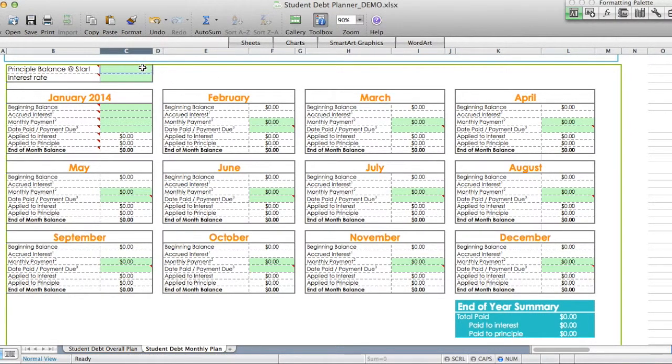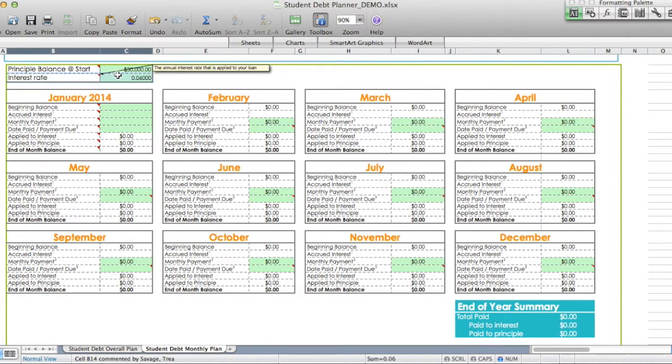I always start by entering in basic loan information, a lot of which can be found on your lender's website. We'll start by entering in the principal balance at the start of your journey. I'll start with $30,000, but again, you would find it on your lender's website. The principal balance is the amount that you owe before interest has been added on. Then you want to enter in your interest rate. For these purposes, I'll put 6% and I'll enter that in as a decimal, so 6% would be 0.06.